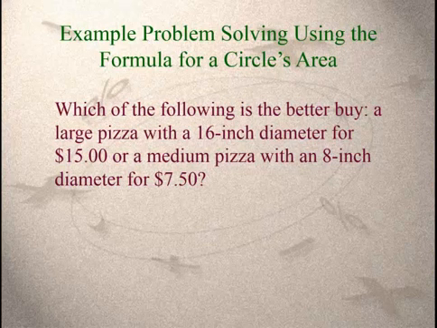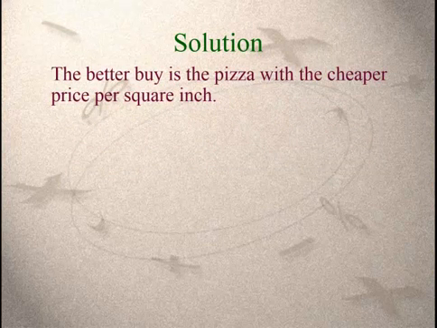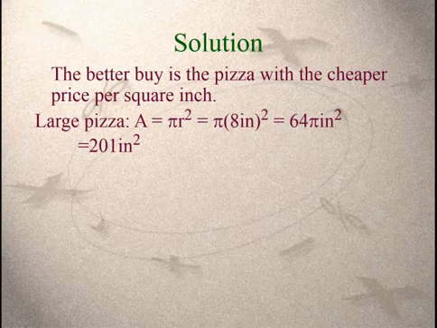Example, I believe this is our last example. We have problem solving using the formula for a circle's area. Which of the following is the better buy? A large pizza with a 16-inch diameter for $15, or a medium pizza with an 8-inch diameter for $7.50. So we're going to be using the area formula, A equals pi times R squared. So solution, the better buy is a pizza with a cheaper price per square inch. The large pizza.